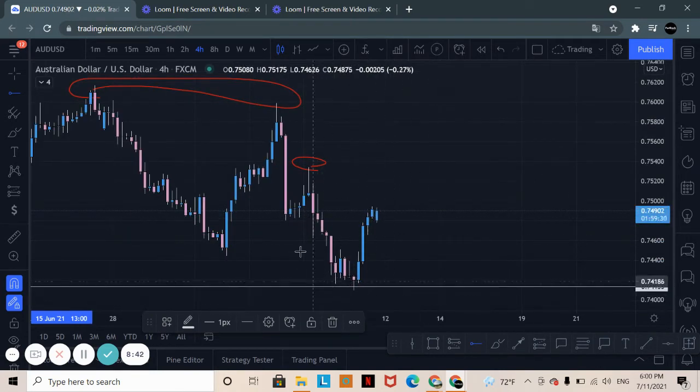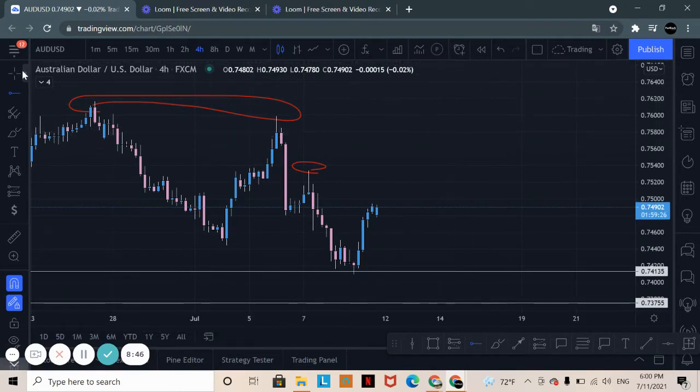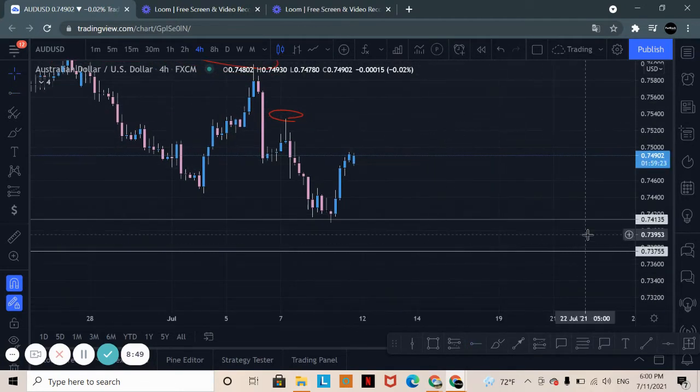Don't really want to see a break under these lows. If we do, we might head down to around just a grab of liquidity to head higher. Probably not much, probably to just the 74 big figure, or at the most to the 73.80 or 73.75 level, right?